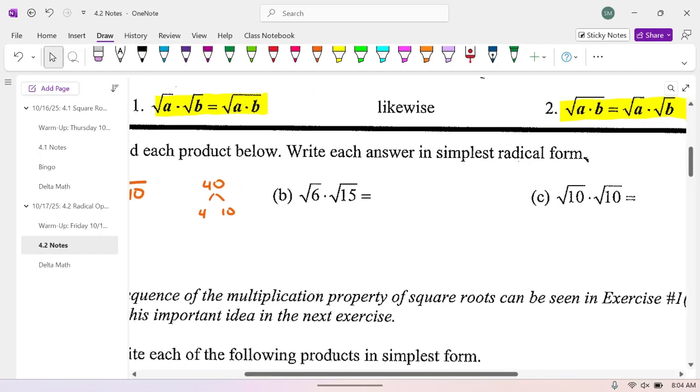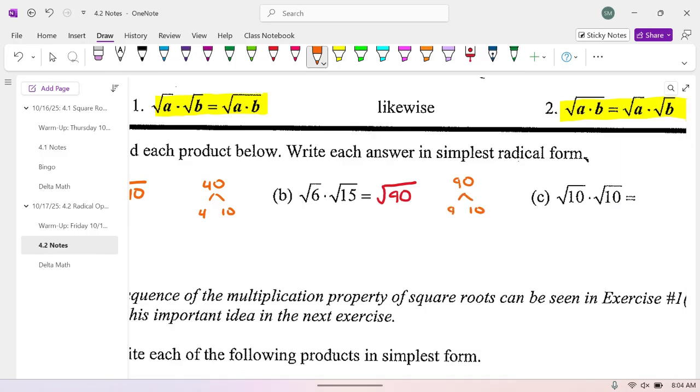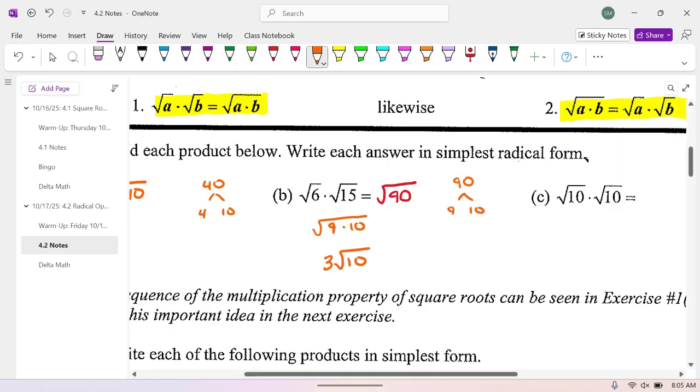All right. Square root of 6 times the square root of 15. What would that give me? Square root of what? 90. Good. So you just multiply 6 times 15, put it under a radical. Now, if we simplify, how can I break up 90? 9 and 10. So this would be the square root of 9 times 10. So what will my answer be simplified? 3 square root 10. And we know that 10 can't break down further into a perfect square, so we're done.